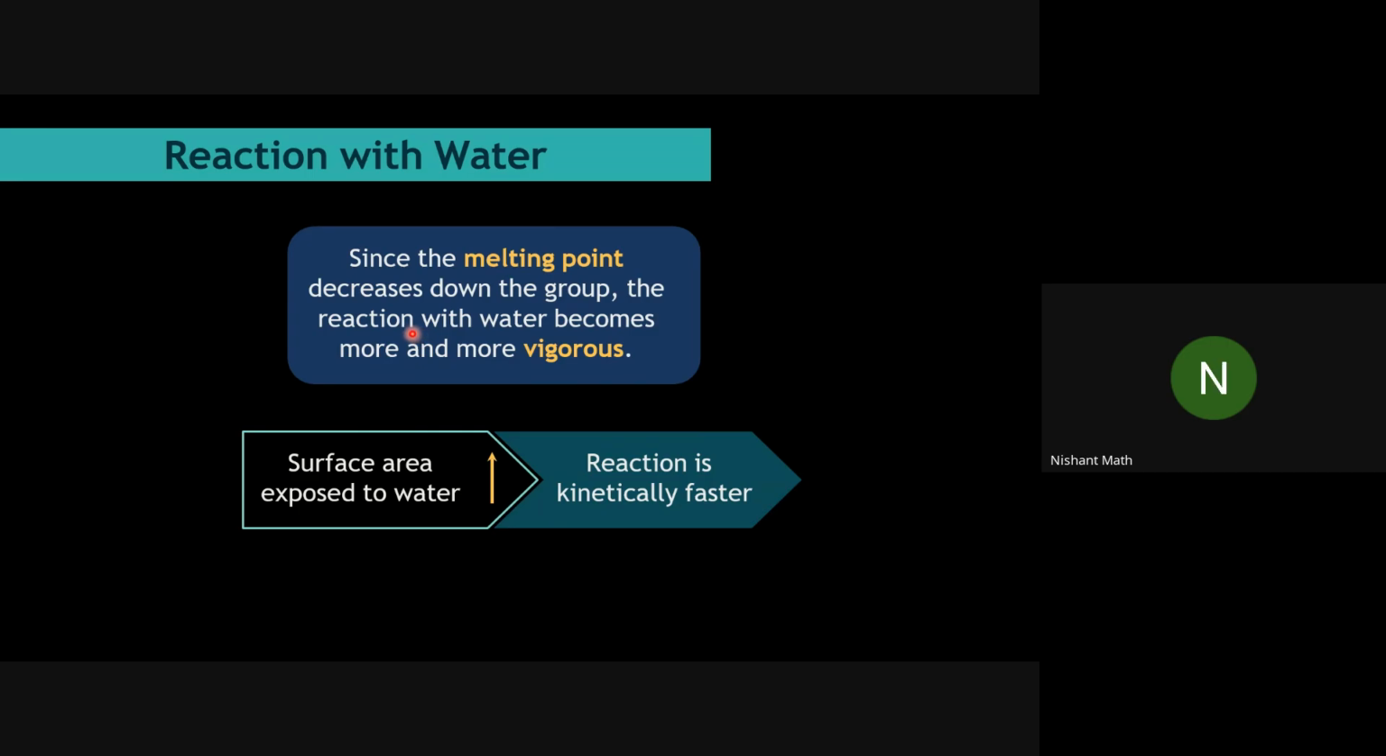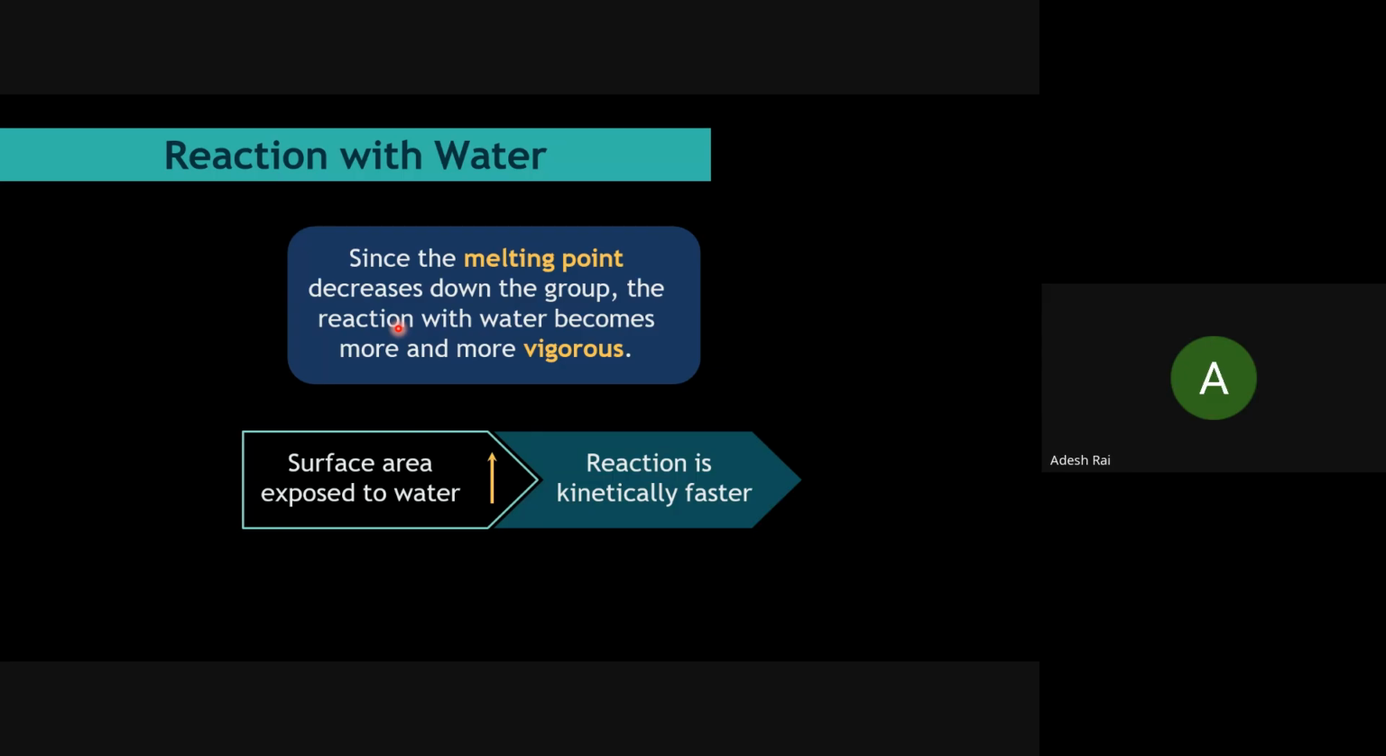Sir, why is the melting point relevant here? It says that as the melting point decreases, the reaction with water becomes more and more vigorous. इसका मतलब, how is it related? Down the group, the softness of the metal is increasing. If the melting point is decreasing, the softness of the metal is increasing, then the compatibility or the mixability of the metal in water will be more. Understood?